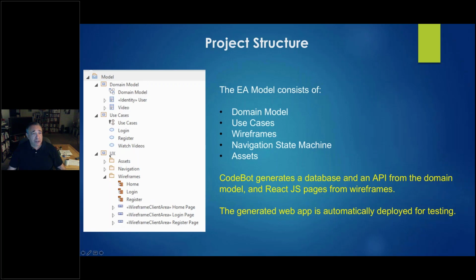Within the user interface package, we have assets, which are things like images and style sheets. We have navigation, which is a single state machine that links all the screens of your application together. And then we have wireframes. Because we have 3 pages in this web application, we have 3 wireframes: a registration page, a login page, and a home page. So we're going to take you through basically the entire EA model.